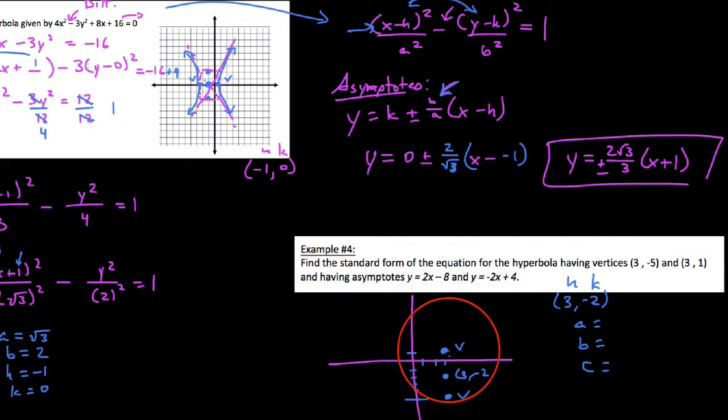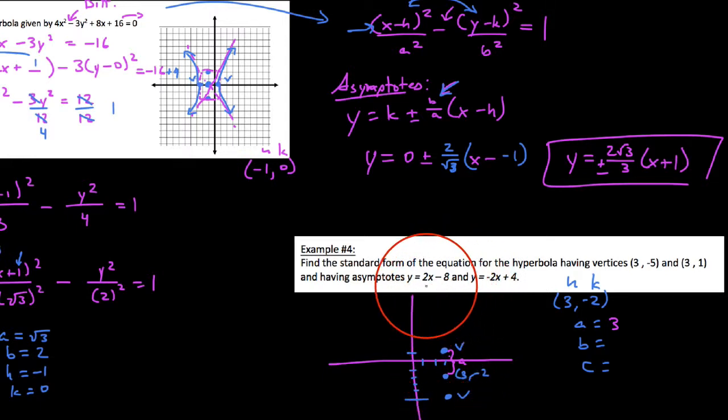What I do know is that a is the distance from here to a vertex. Okay, so we would say that a is the distance from here to a vertex. In this case, I've gone, let's see, 1, 2, 3 up and 1, 2, 3 down. So we say that a is going to be 3. And we don't know what b is, and I certainly don't know what c is.